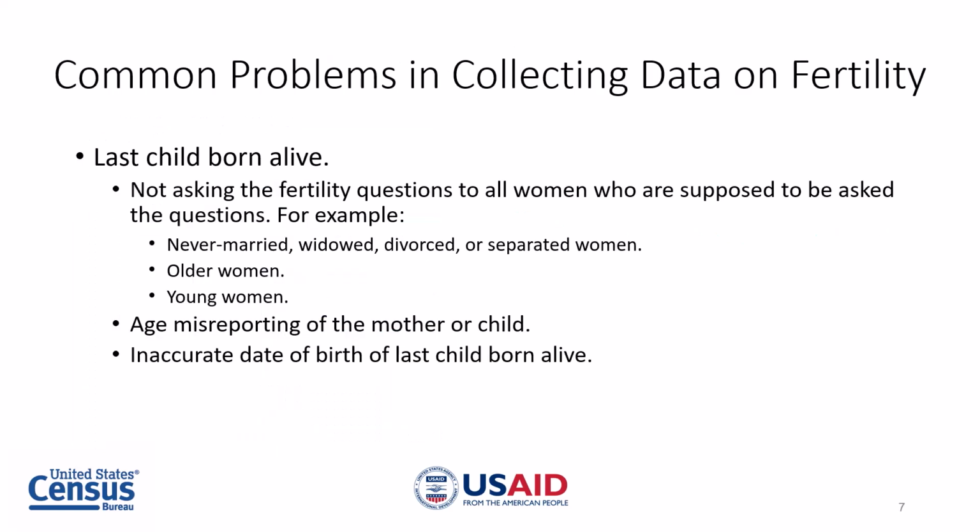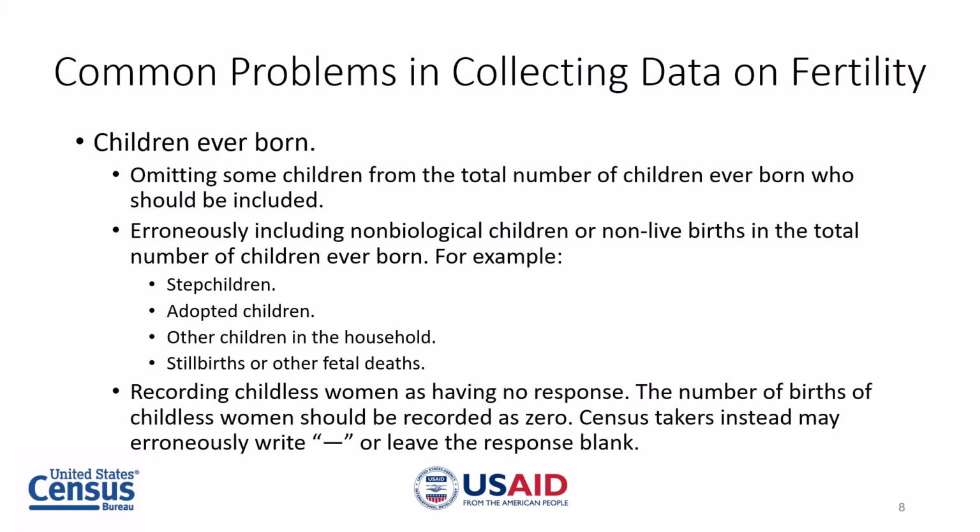Now we will discuss the common problems in collecting data on fertility. As you may recall, there are two types of questions asked on fertility: questions on last child born alive and questions on children ever born. Some common errors for questions on last child born alive are not asking the fertility questions to all women who are supposed to be asked the questions, for example, never married, widowed, divorced, or separated women, older women, or young women; age misreporting of the mother or child; and inaccurate date of birth of last child born alive.